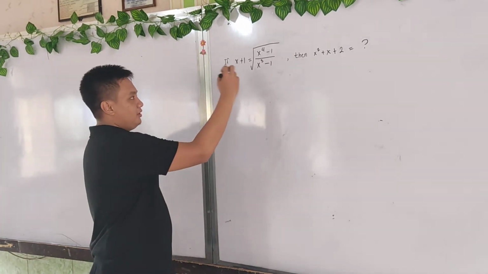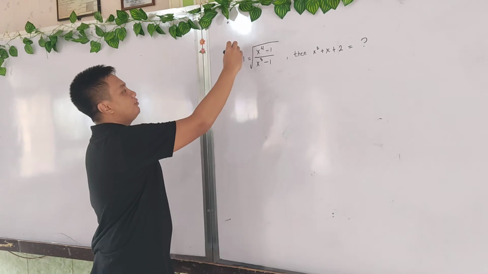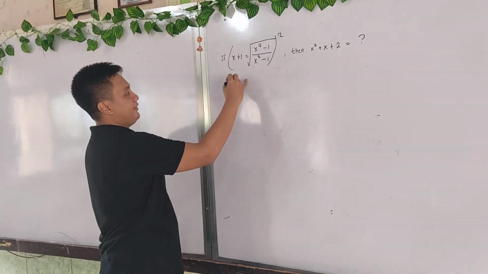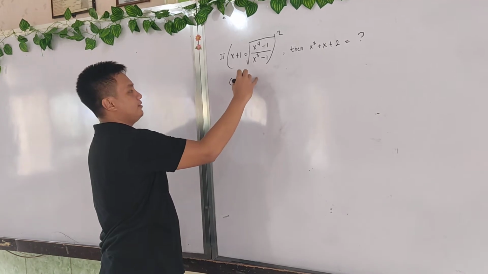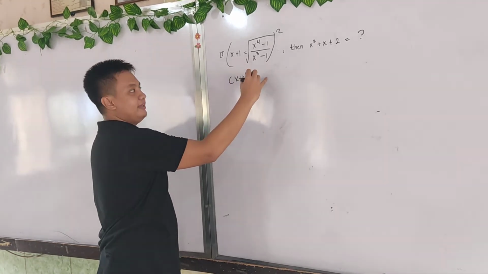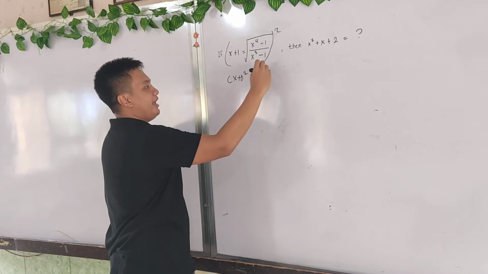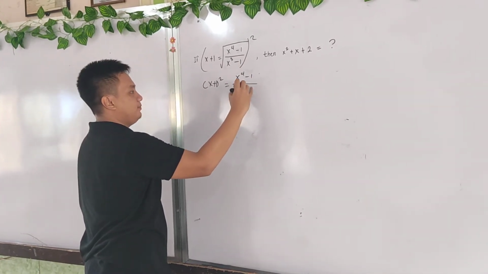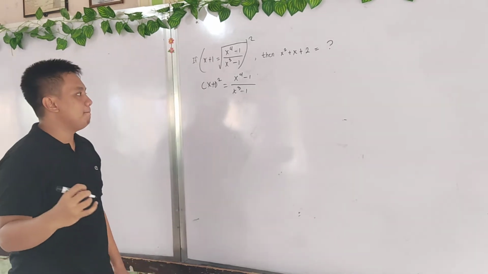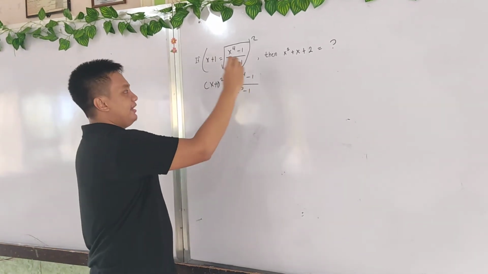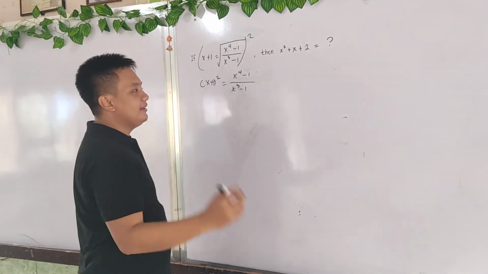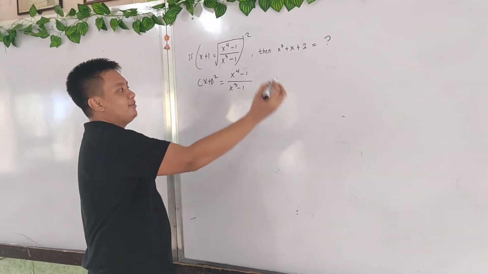So, how to do it? We're going to square both sides. So we will have (x plus 1) squared is equal to (x⁴ minus 1) all over (x³ minus 1). This equation is the only equation that we can manipulate, so let us manipulate it.